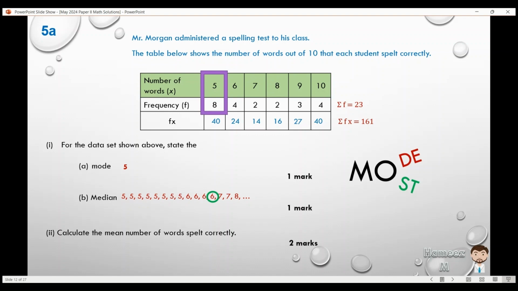And if we divide it now in order to find the average, remember average or arithmetic mean is represented by x bar. That is equal to the total of f times x, sigma fx over sigma f. So it'll be 161 divided by 23, which will turn out to be exactly 7. So the mode was 5, the median was 6, and the mean was 7.